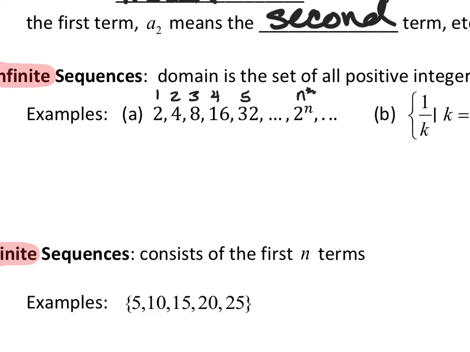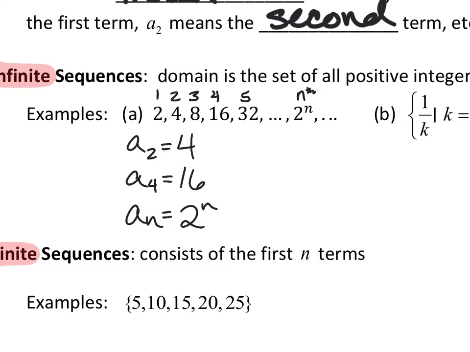So we could answer a question like, let's say it said, what is a sub 2? So what is the second term in the sequence? That's easy, it's 4. If I asked you what the fourth term in the sequence is, you just count 4 numbers and that's the 16. If I said, give me a formula for any term in the sequence, so the nth term, you would just use the formula there. So that right there is essentially the formula or the pattern for the sequence when it has the n in it.